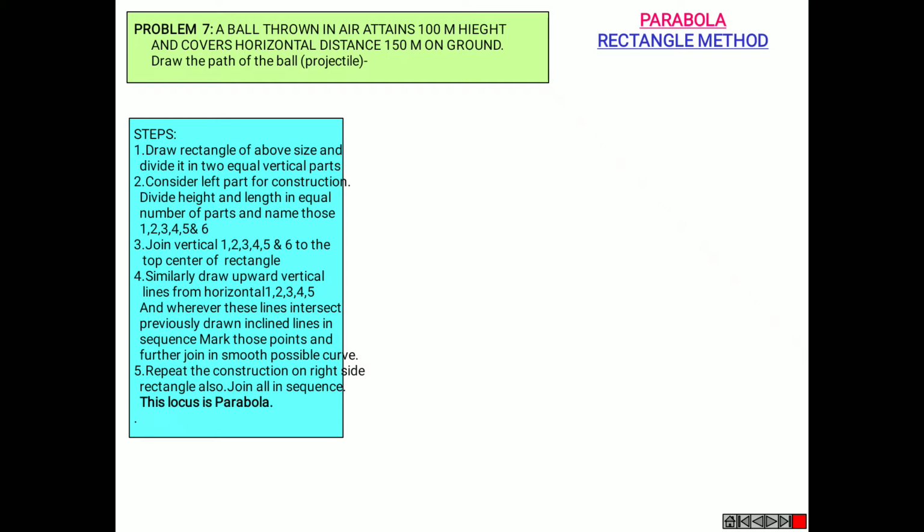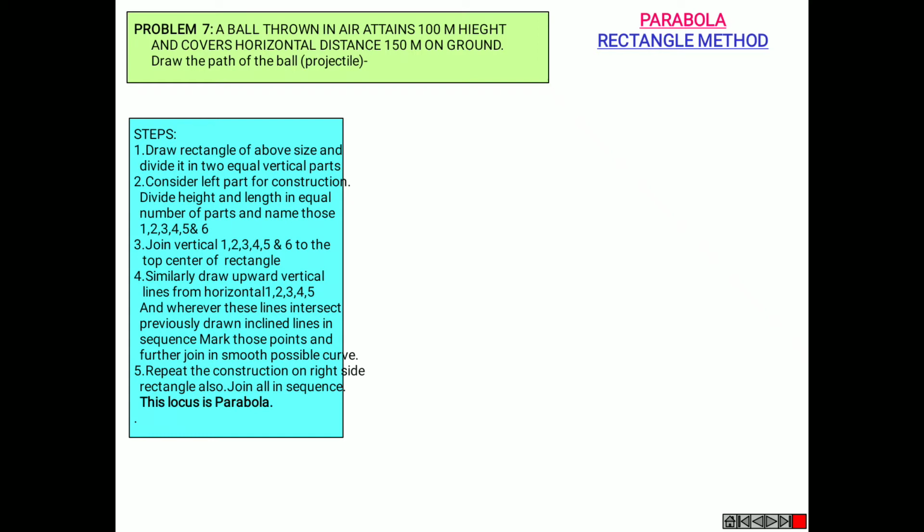The first step is to draw a rectangle of the above size and divide it into two equal vertical parts. We have two dimensions here, 100 mm and 150 mm, the larger one being the length and the other the breadth. So we draw a rectangle of the above size and divide it into two equal vertical parts. Then consider the left part for construction, divide the height and length into an equal number of parts, and name those 1, 2, 3, 4, 5 and 6.